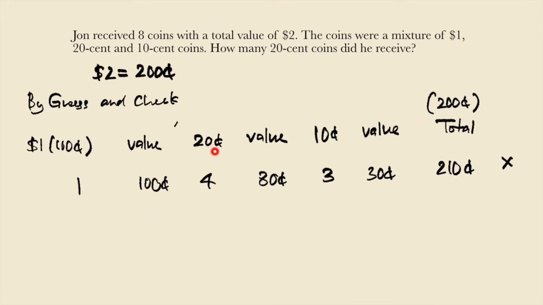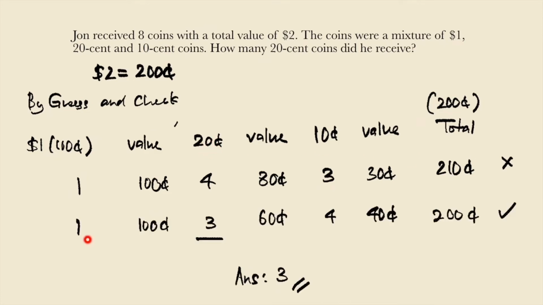So I should therefore decrease the number of 20 cent coins. So I'm going to assume one $1 coin still. I'm going to decrease this by 1 and increase this by 1. And what do you know? I get exactly 200 cents. So in this case, how many 20 cent coins do you receive?